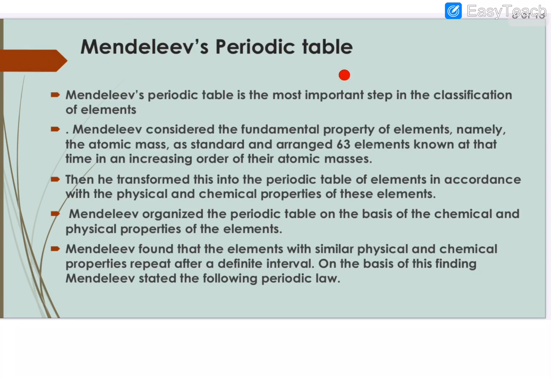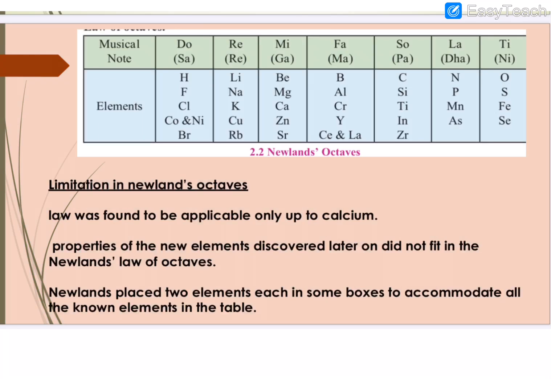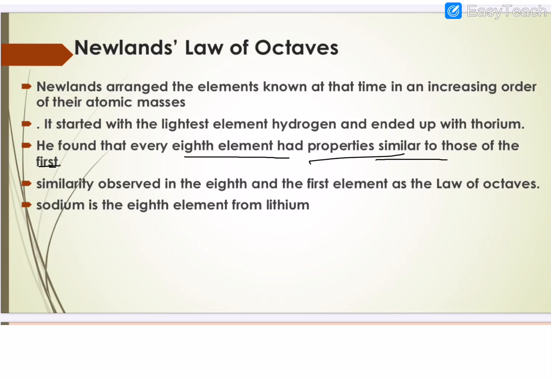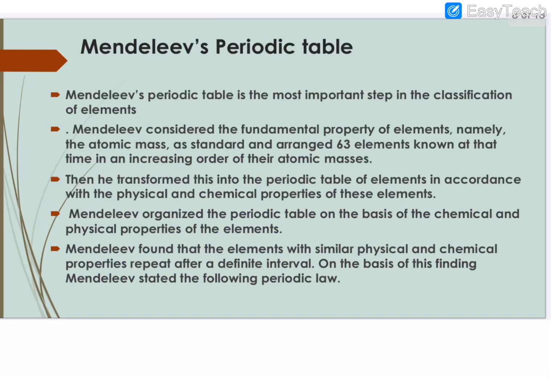Next we are going to discuss Mendeleev's periodic table. We have discussed Dobereiner's triads, and also Newland's law of octaves. Mendeleev's periodic table is the most important step in the classification of elements. Before the modern periodic table, Mendeleev's periodic table is very important.